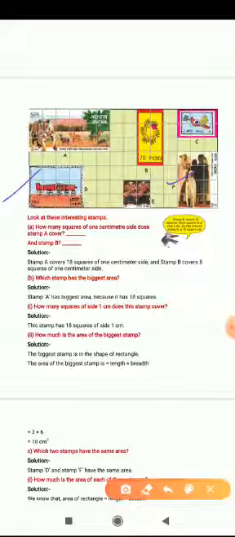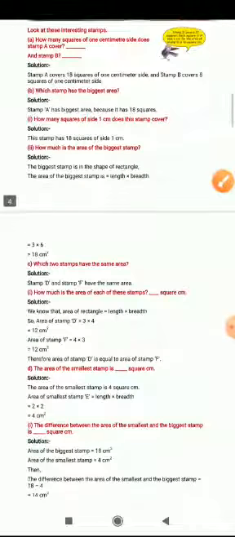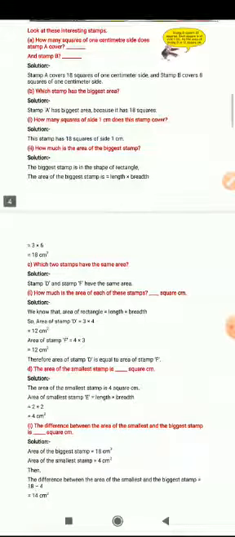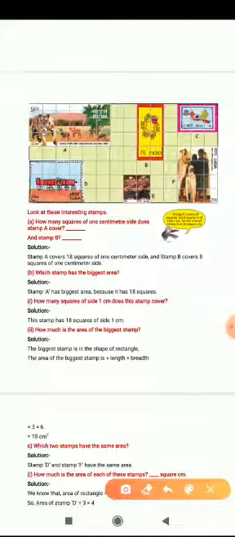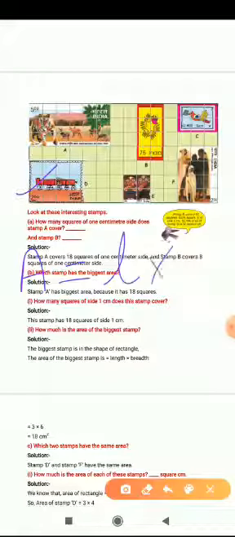Now let's move forward. How much is the area of each of these stamps, dash square centimeter? Okay, we just solved that stamp D and stamp F have the same area. So let's solve the area of both stamp D and stamp F. I am solving over here for stamp D first. As we know, the formula of area is equal to L into B.